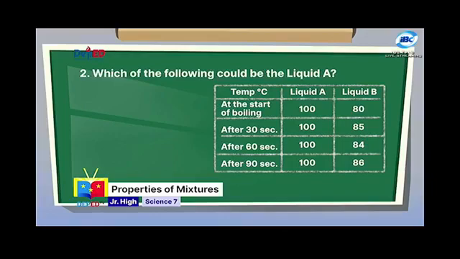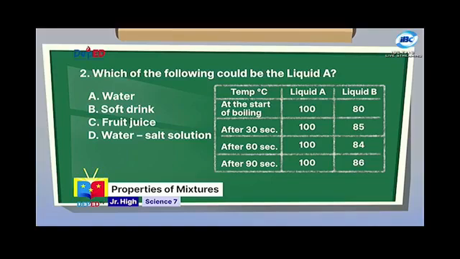Number 2. Which of the following could be the liquid A? A, water. B, soft drink. C, fruit juice. D, water salt solution. Water has a fixed boiling point which is 100 degrees Celsius. Among the choices, water could be the liquid A, and that is letter A.